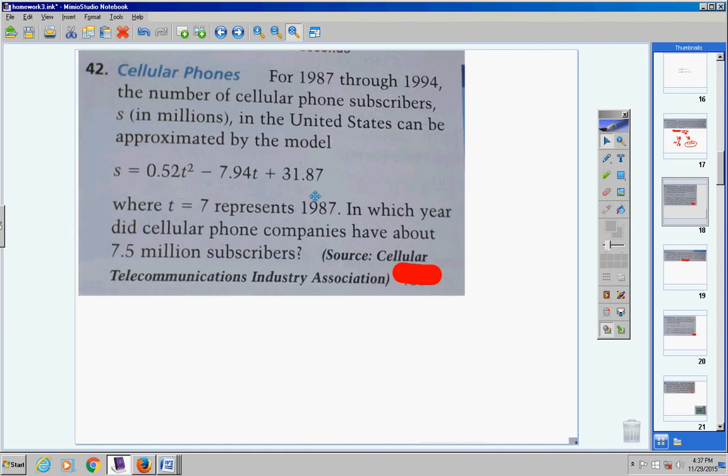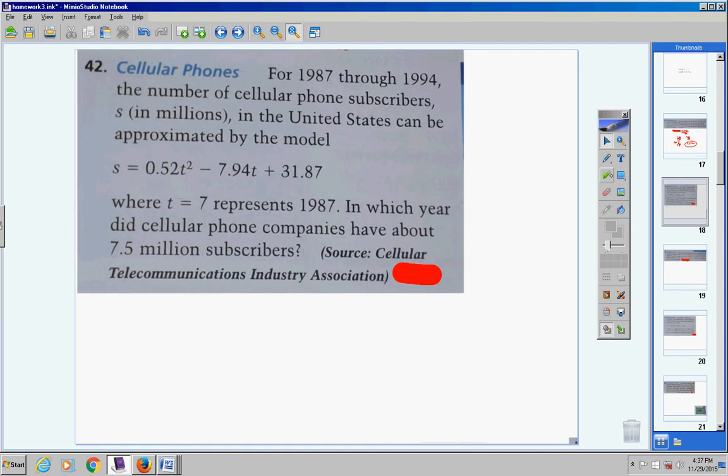Now, as for the rest of this problem here, first of all, notice your S is subscribers in millions, okay? Your T is time in years. So here we go. In which year did cell phone subscribers have about 7.5 million subscribers? So I'm giving you the subscribers, substitute this in for the subscribers. So I have 7.5 equals 0.52 T squared minus 7.94 T plus 31.87. Alright?